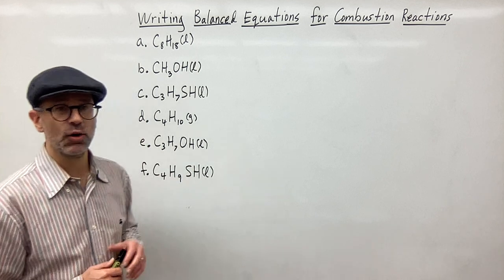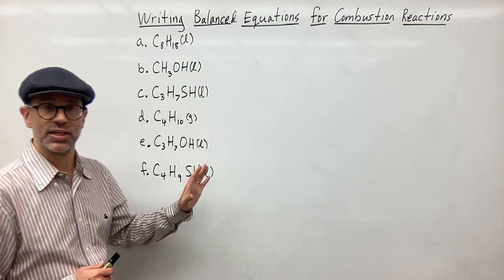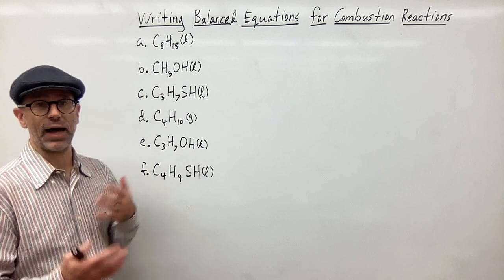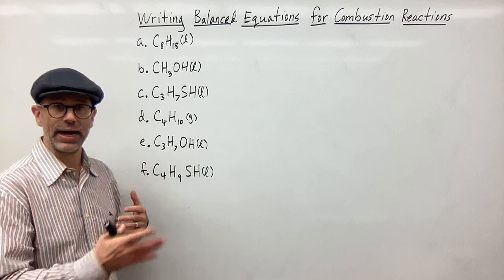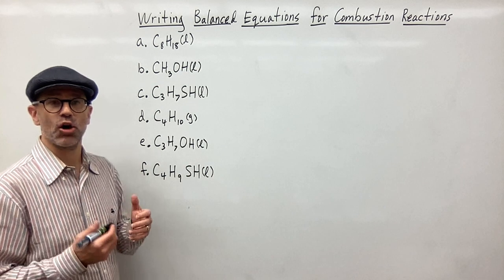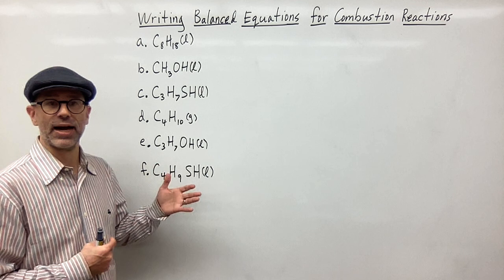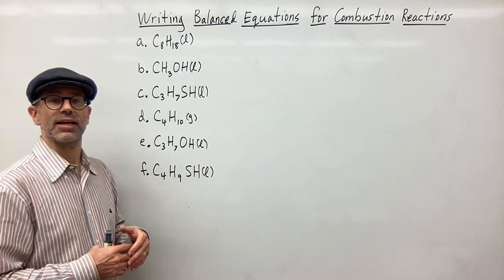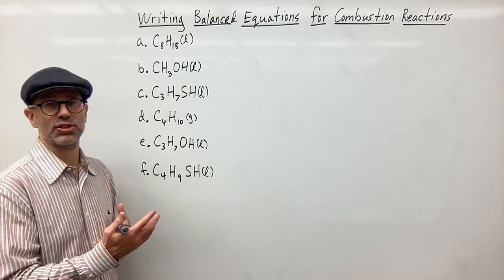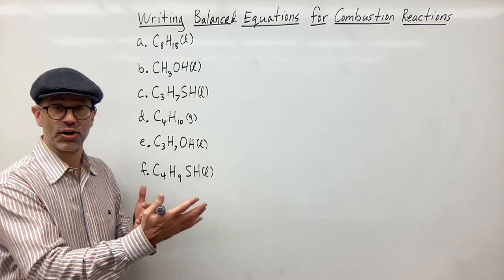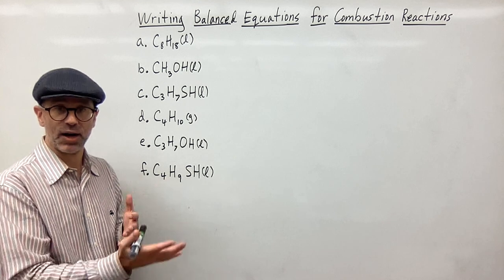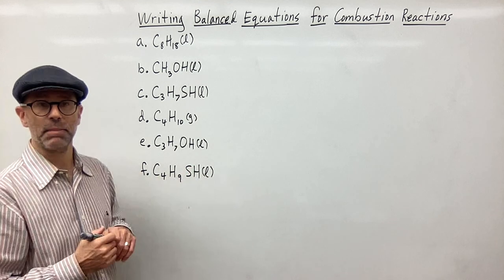So the first thing you want to do if you're given a substance and you're asked to balance a combustion reaction is to write out the combustion reaction. So we know that the other reactant is oxygen, and if it's just carbon, hydrogen, and oxygen, then we know that the products must be carbon dioxide and water. So we just write that out and balance it.